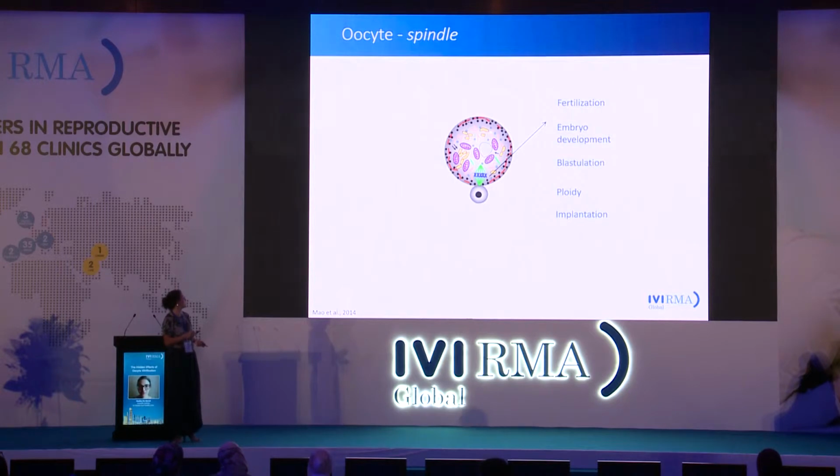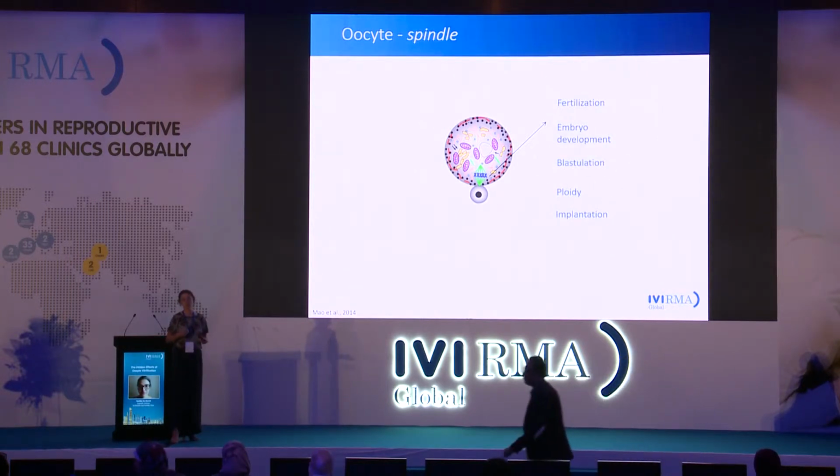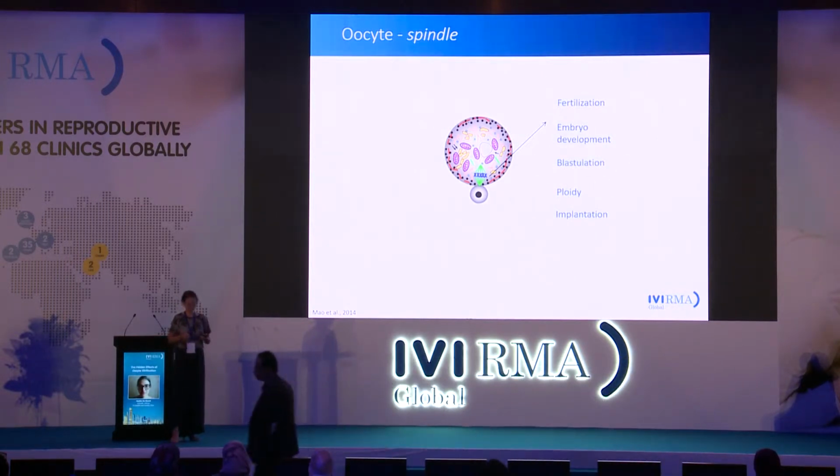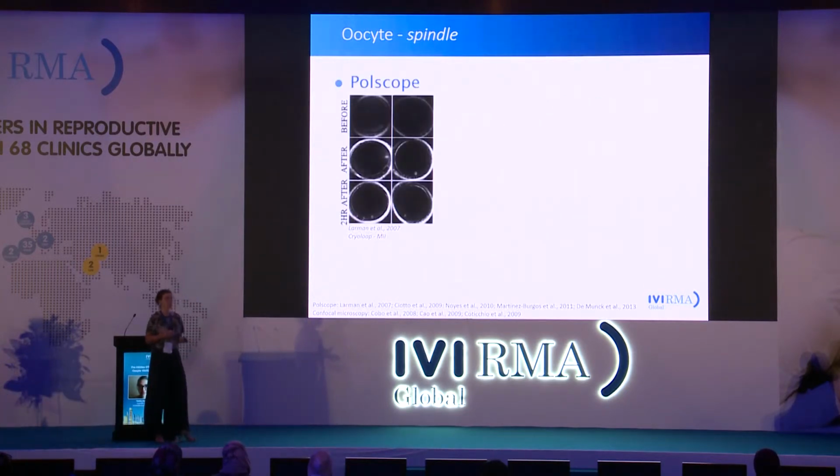As we all know, the spindle is very important to obtain fertilization, and it's also important for further embryo development and the blastulation. Then it will also determine a correct ploidy of your embryo and hence have an effect on the implantation. There are different ways by which you can analyze the spindle. One of them is with polscope analysis, which is very nice because it's a non-invasive technique, so you do not have to sacrifice the oocyte.